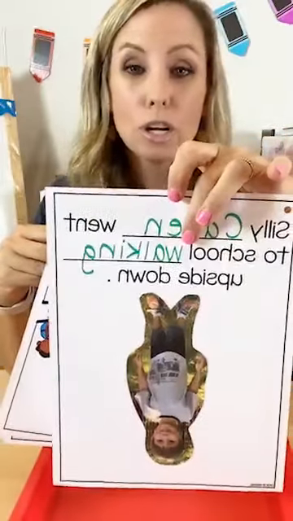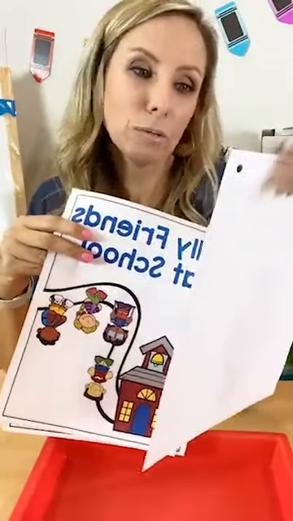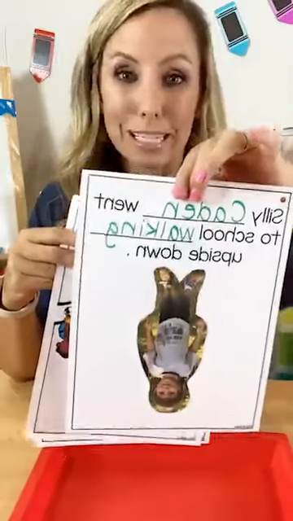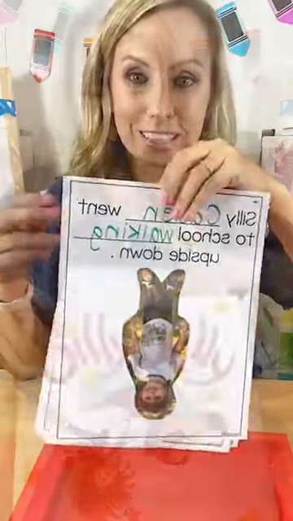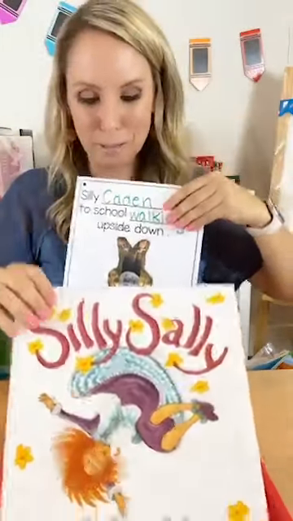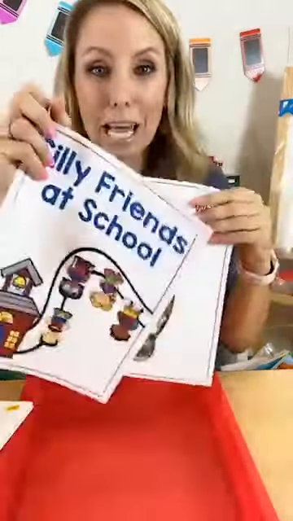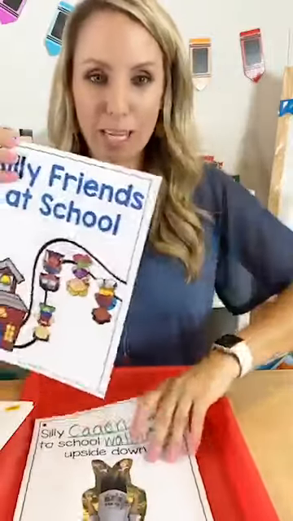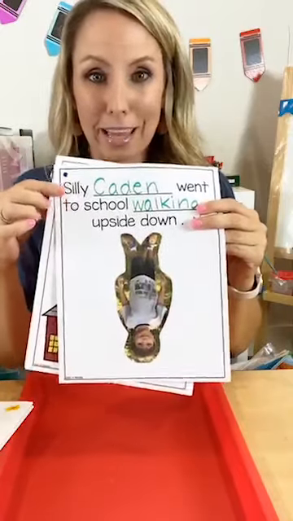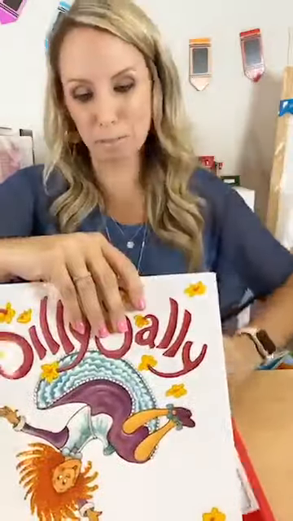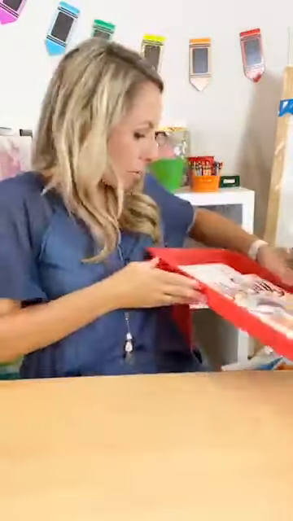And they could even jump. So they'd be silly Caden went to school walking upside down. You could put jumping, they could draw a self-portrait and do all the things. Silly Sally went to school walking backwards upside down. And then now you would have a class book and you could have all the kids with pictures in there. And then they could have their name and they could describe how they're walking or how they're moving upside down. So another fun positional word activity. And if you made a class book, now you're sneaking in some literacy.